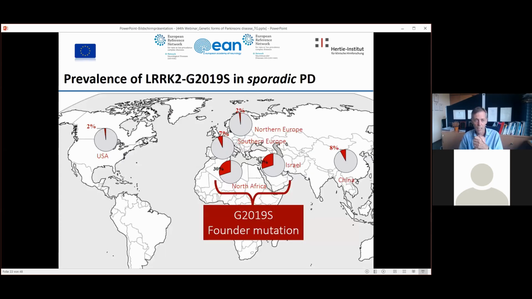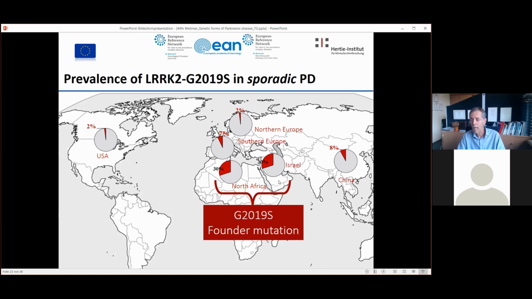The other interesting thing with the LRRK2 gene is that at least one mutation, the G2019S mutation, the one that also was found in our patient that I just showed you, is relatively frequent in certain populations. So it's not as common here in Northern Europe. It's only 1 to 2% of Parkinson patients have this mutation, the same in the US. In Southern Europe, it's a little more frequent, up to 7%. But in Israel, in the Ashkenazi Jewish population or in the North African population, it is very common, and up to 30% of Parkinson's patients have this G2019S mutation.